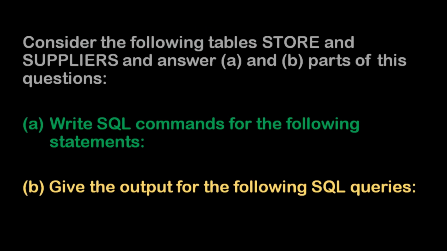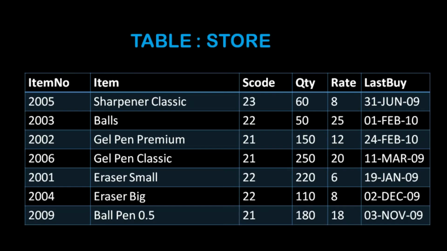We will see the SQL commands now, and here I have taken 2 tables, store and suppliers, and parts A and B. First, A is write SQL commands for the following statements, and B is give the output for the following SQL queries. You will get 2 types of questions from this SQL. One is you have to write the SQL commands, another one is you have to write the output. We'll see that now. We will start with the table.